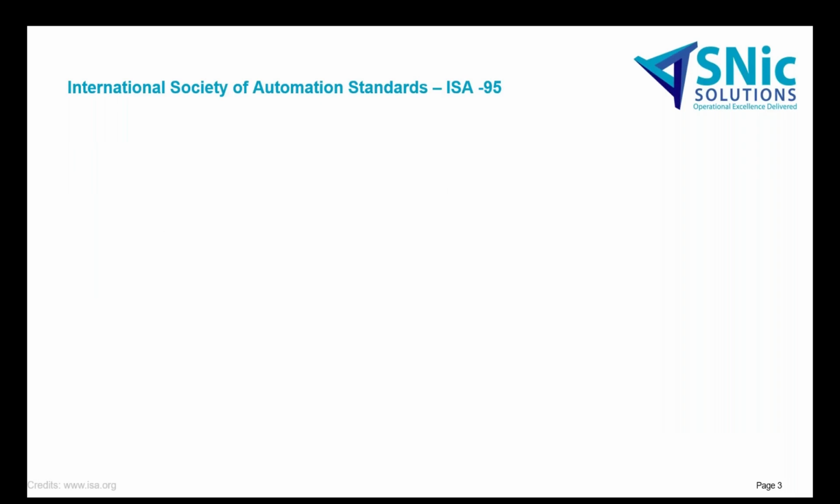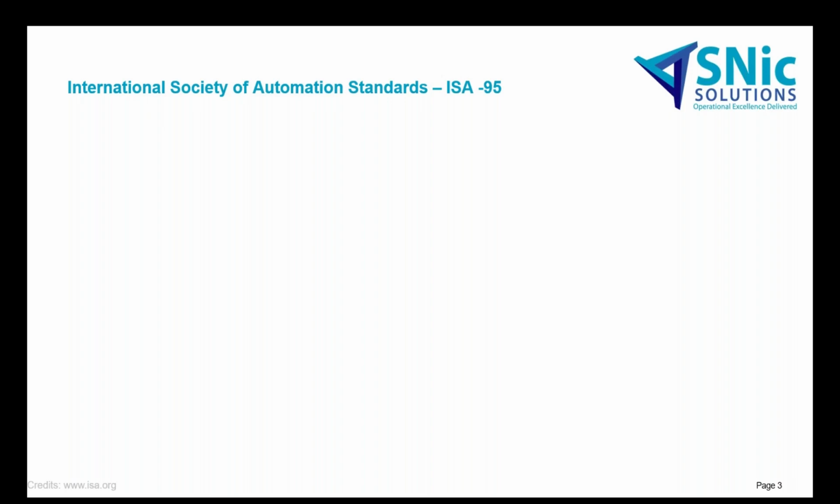ISA 95 is a standard from International Society of Automation Standards that has put definitions that are related to manufacturing execution systems and MOM. Let us understand as to where MES and MOM fit into the story of ISA 95 standards. International Society of Automation Standards is the most prestigious and recognized body in the automation ecosystem.